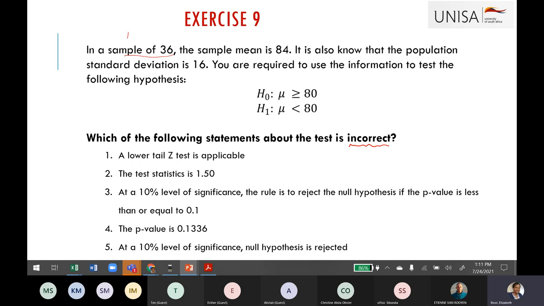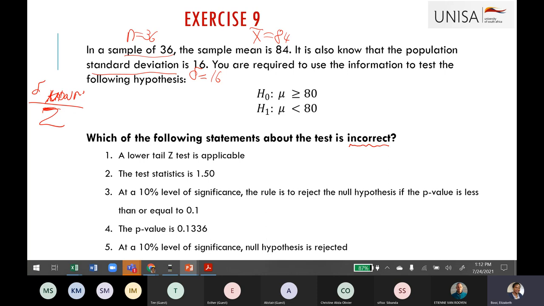What are we given? The sample size n, 36. What else? We are given the sample mean, 84. We are also told that the population standard deviation, which is sigma, is 16. So the population standard deviation is known in this. Therefore, for anything that we do, we're going to use the Z test statistic, or we're going to find the Z critical value, or we're going to use the Z table for whatever question might follow.